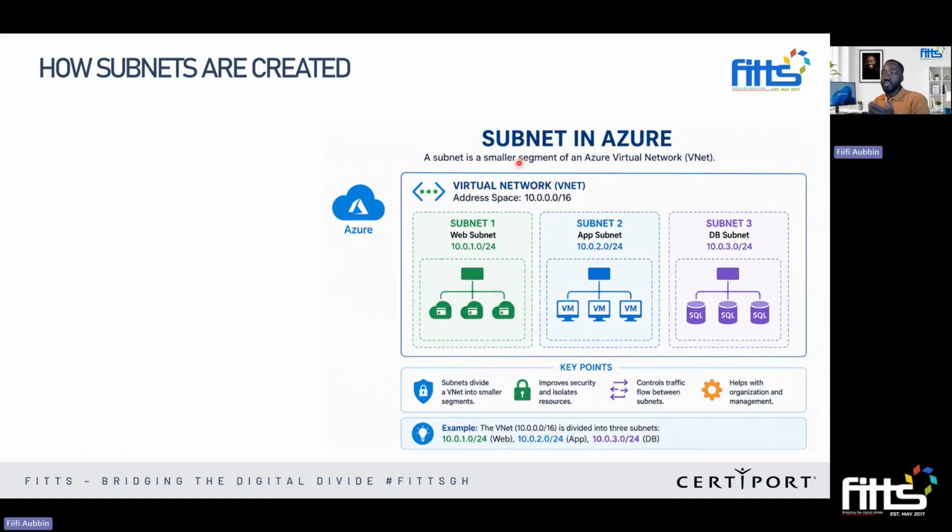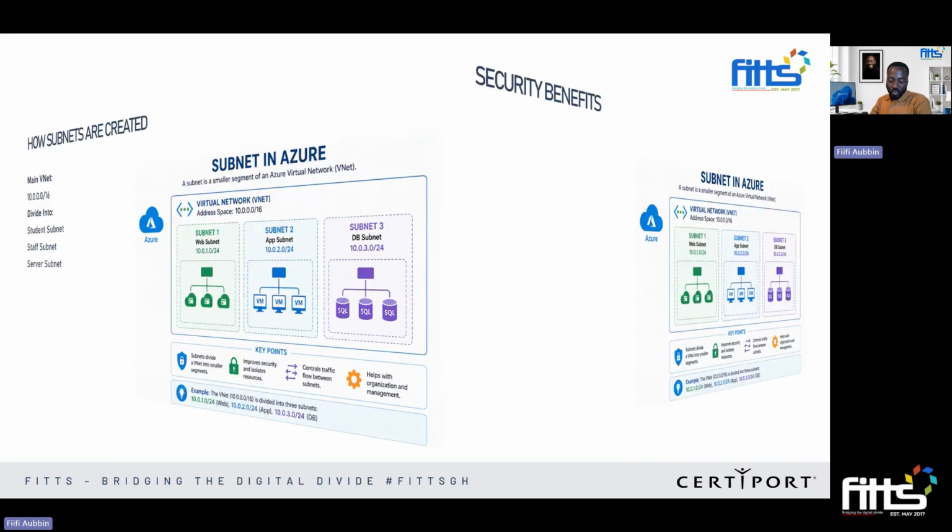And how do we create the subnet? So we've got our main VNet, which is more or less like the landscape. Then we can divide it into student subnet, staff subnet, and so on. So that's what we do over here. This is an example. We divided into the web, the apps, and our database. So if you've got database machines, we'll put them on the .3 subnet. If we've got the apps, we put all the apps on the .2 subnet. Then the web applications, we put on the .1 subnet. So that's how it works.